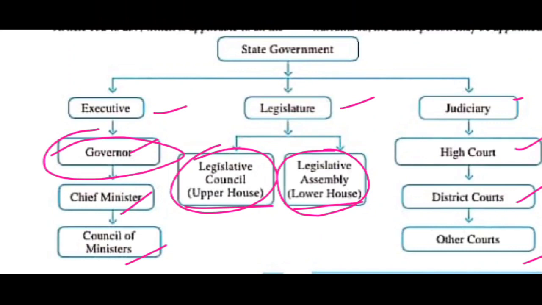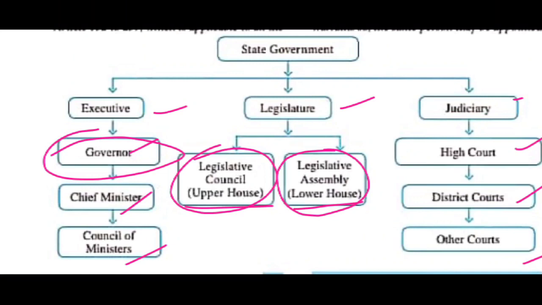Okay, children. Here, what is given: under the state government, three branches are there: executive, legislative, judiciary. Under the executive, who are there? Governor, Chief Minister and Council of Ministers. Under the legislature, two houses are there: Legislative Council as well as Legislative Assembly.